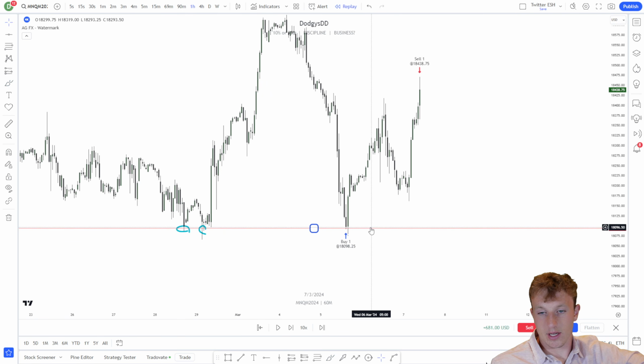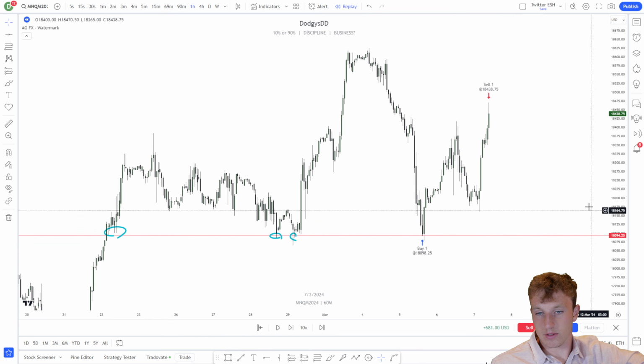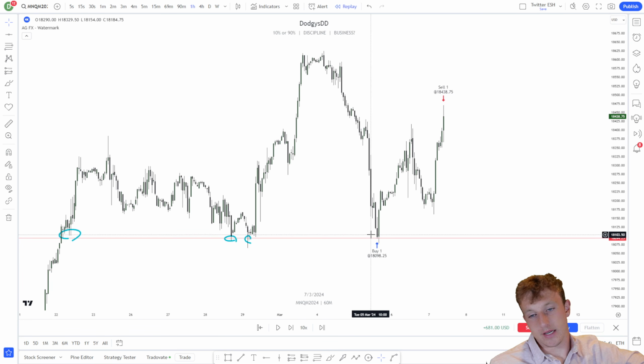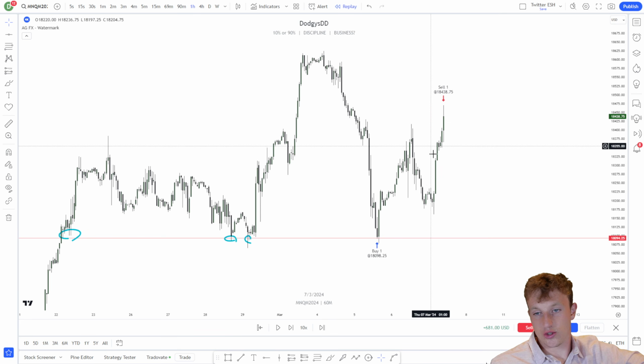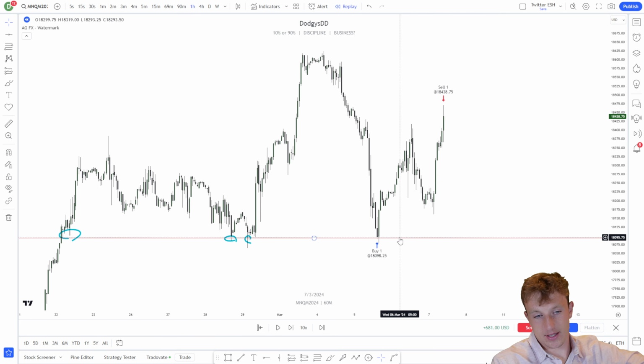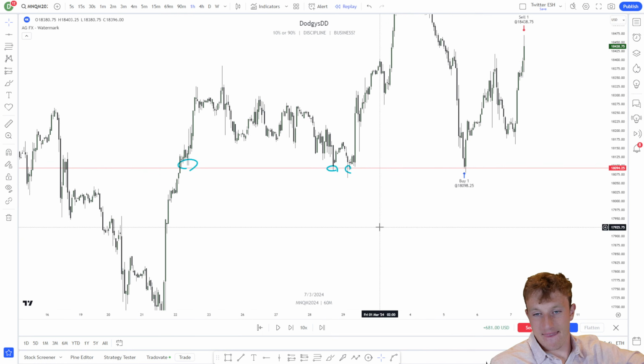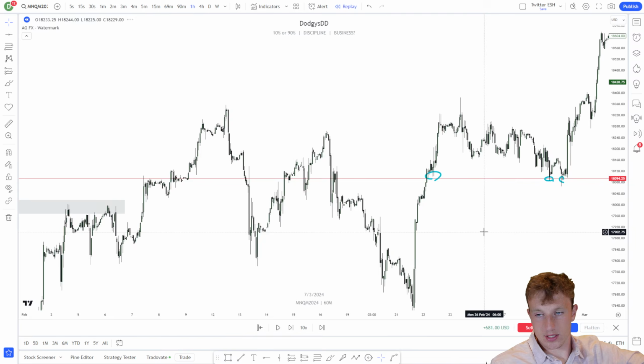And this is what a lot of retail traders are taught at first, which is why a lot of people fail. Because eventually this will get destroyed through. And this is where a lot of people get wrecked. So, yeah, that's support and resistance.